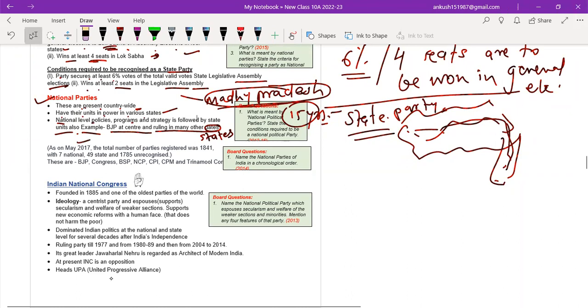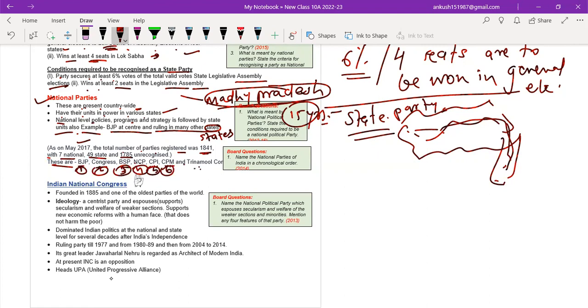As on May 2017, the total number of parties registered was 1841, with 7 national parties, 49 state parties, and 1785 unrecognized. What are these? BJP, Congress, BSP, NCP, that is Nationalist Congress Party, CPI, Communist Party of India, CPM, that is Communist Party of India, Marxist, and Trinamool Congress. It is very active there.